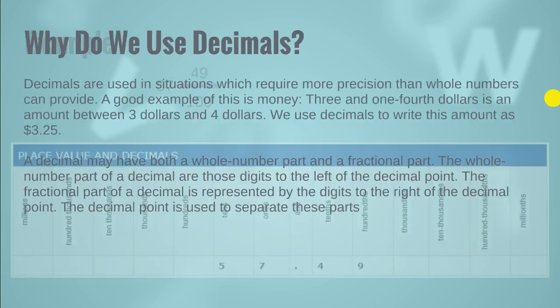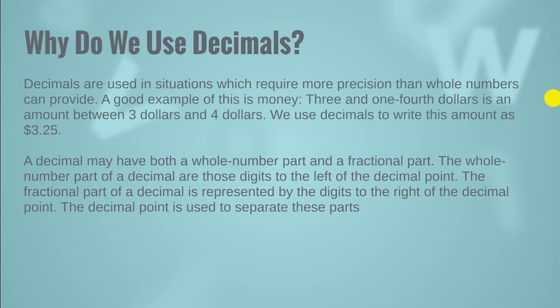Let's move forward to some more examples. First, we need to know, why do we use decimals? Decimals are used in situations which require more precision than whole numbers can provide. A good example of this is money. 3 and 1/4 dollars is an amount between $3 and $4. We use decimals to write this amount as $3.25.